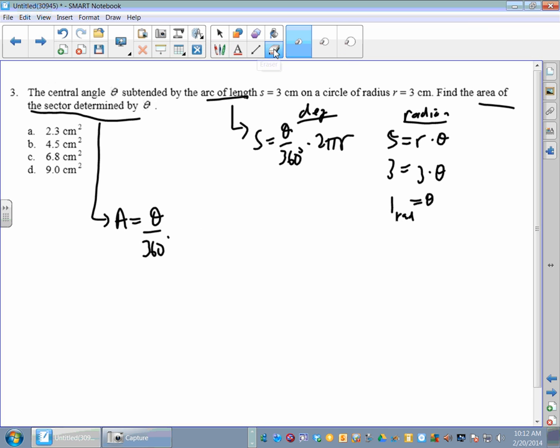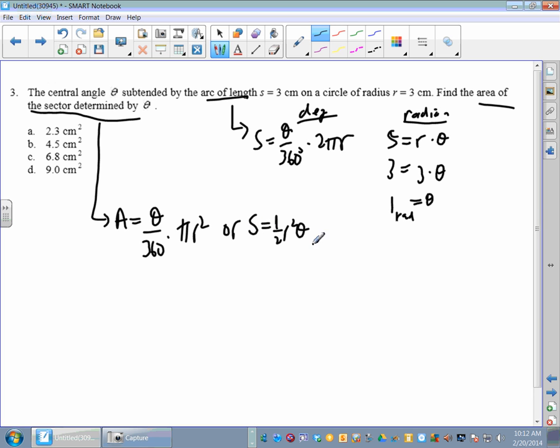Pi r squared. Or I said you could use the trig in radians of 1/2 r squared theta. I get a feeling most of you would not remember the trig one, so I'll just go ahead and convert this real quick to degrees and get my answer and use a geometric one to show you it's going to be the same thing.